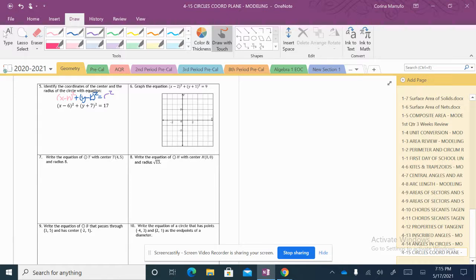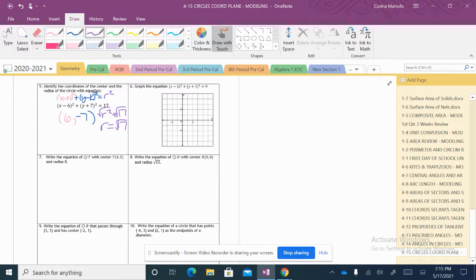So then if it's x minus h, that means my h, which is my center of my circle, is going to be 6, comma, and then this is a plus 7. So remember, it was a plus 7 because when you subtract a negative, two negatives make a positive. So that's the center of my circle. And then to find my radius, since my radius squared is equal to 17, we have to take the square root. So the radius is equal to the square root of 17.